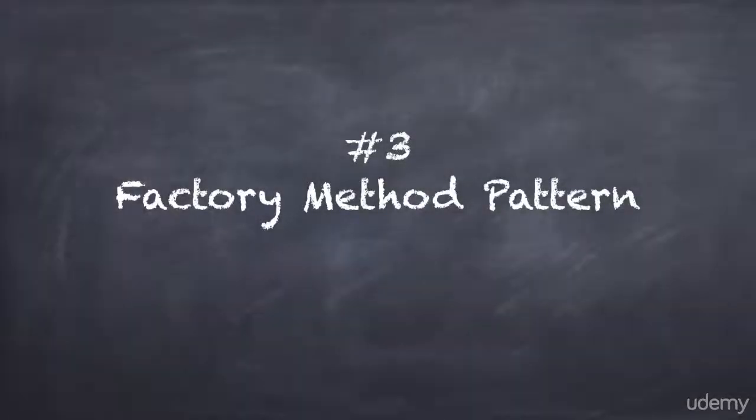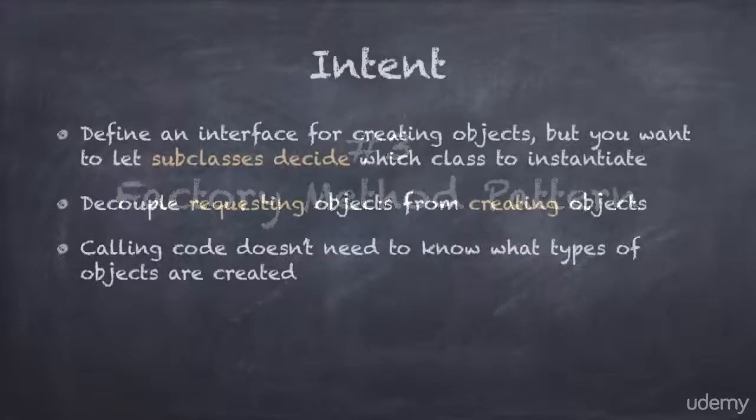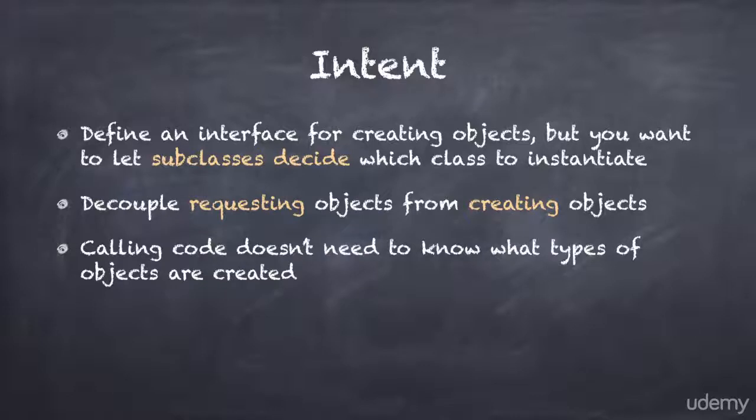Here is the third pattern from the Gang of Four. This one is called factory method pattern, and it is a pattern you use when creating new objects. Here's a quick summary of what we're trying to accomplish with this pattern. The factory method pattern is a good choice when you are trying to accomplish the following. You want to define an interface for creating objects, but you want to let subclasses decide which class to instantiate.